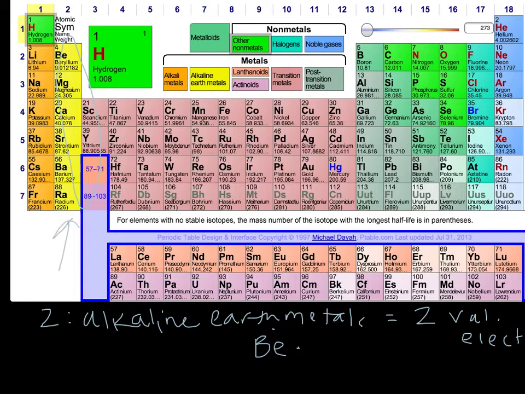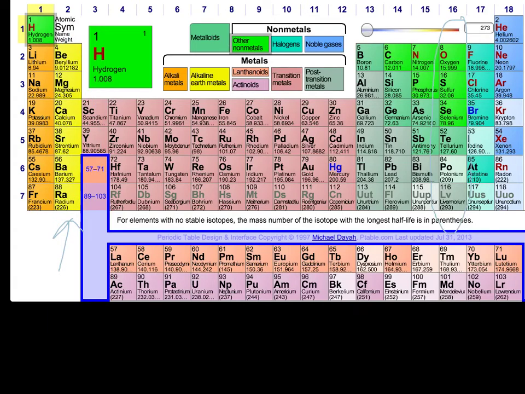So group 2, the alkaline earth metals, love to react with group 6, the oxygen family. And that is because of what's called the octet rule. So the octet rule involves that second shell. The octet rule says that atoms or elements really want to have a full shell.